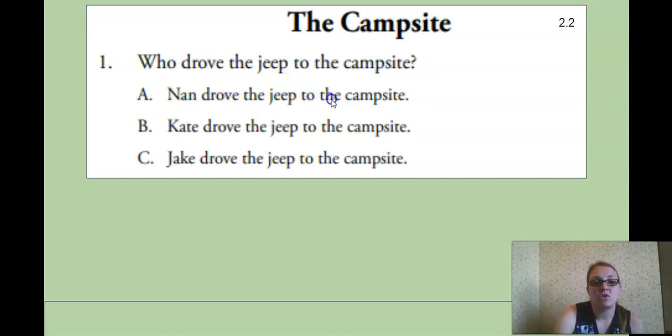A. Nan drove the Jeep to the campsite. B. Kate drove the Jeep to the campsite. Or C. Jake drove the Jeep to the campsite. Now, before we even go back to the story, let's think. Who are these characters? Nan is a grandma, so she would be old enough to drive. Jake is the grandpa to Max, so he's old enough to drive. But Kate, we learned, is only 9. So if she's 9, she's not old enough to drive. So we know that B is not an option. So is it A, Nan, or C, Jake?